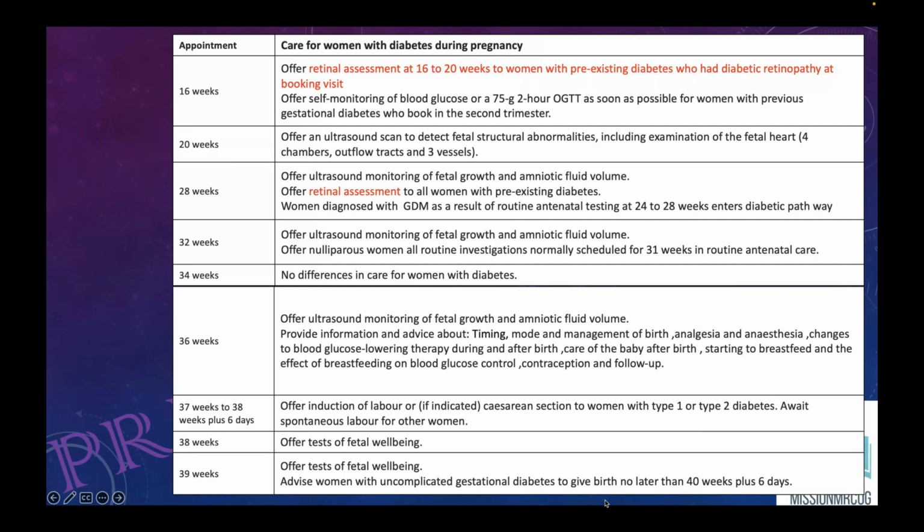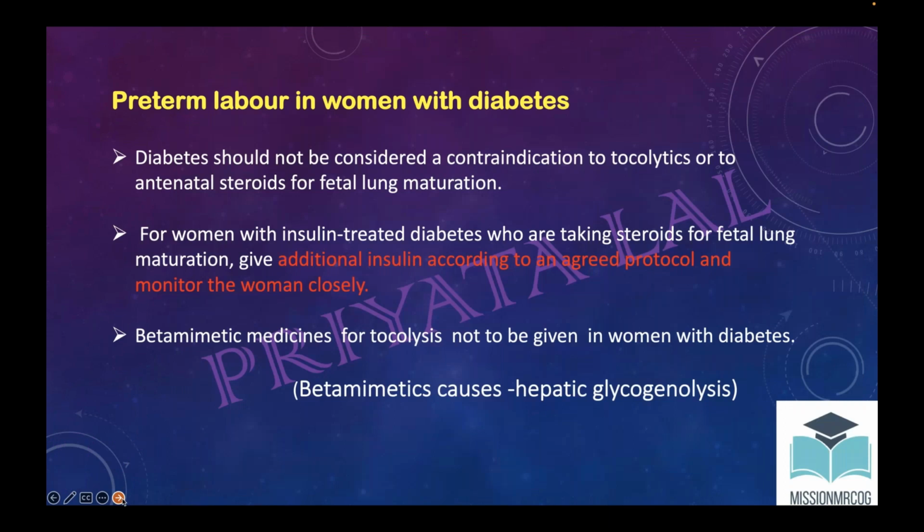Okay, now what does the guideline say about preterm labor? If the patient comes with preterm labor, it is not a contraindication for any tocolytics or any antenatal steroids. Antenatal steroids can be given, but in the hospital, and additional insulin would be required. So the steroid can be given, but in the hospital setting with monitoring, and additional insulin would be required.